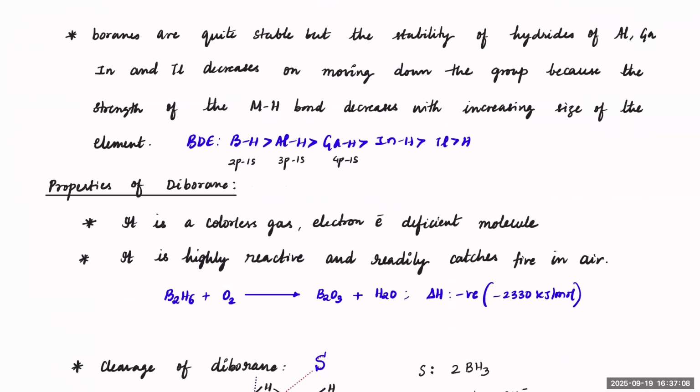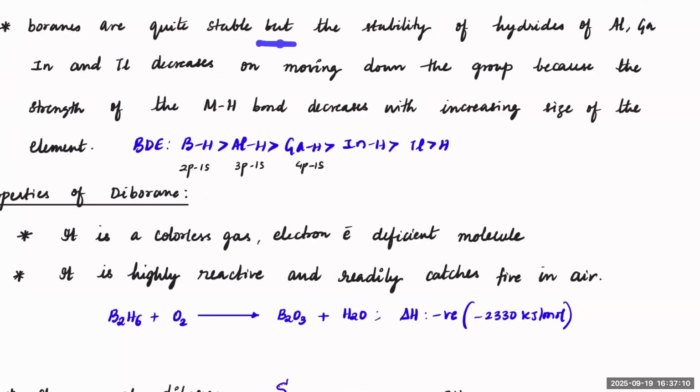Now, boranes are generally very stable, but the stability of hydrides of aluminum, gallium, indium decreases as you go down the group. Because as you go down the group, the strength of the metal and hydrogen bond decreases due to size. If you notice the bond dissociation energy, obviously here the overlapping is between 2p and 1s, which is a stronger overlap compared to 3p 1s, 4p 1s, 5p 1s, and 6p 1s.